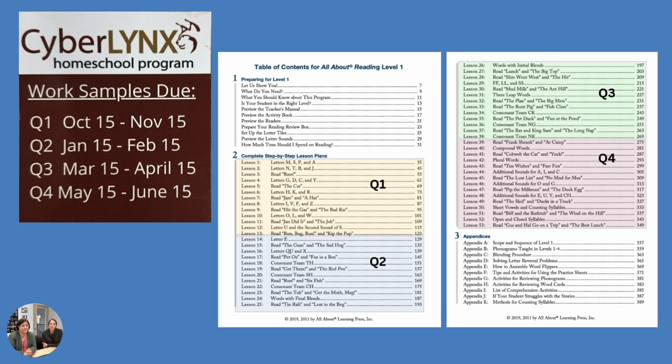Another important thing to note is that with each quarter, we're really looking for a progression through your curriculums. So overall for the year, you're going to be submitting 12 samples for language arts. But we want to see quarter 1 from the beginning of the book, quarter 2 and 3 from the middle of the book, and quarter 4 from the end.